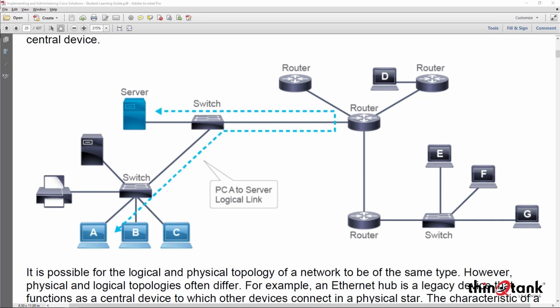So even though the physical path looks like it might be directly connected, right? We see that here. The physical path looks like it might be directly connected. Logically, because of how the network is configured, that data is taking a different path. You have to be aware of what that logical path is.